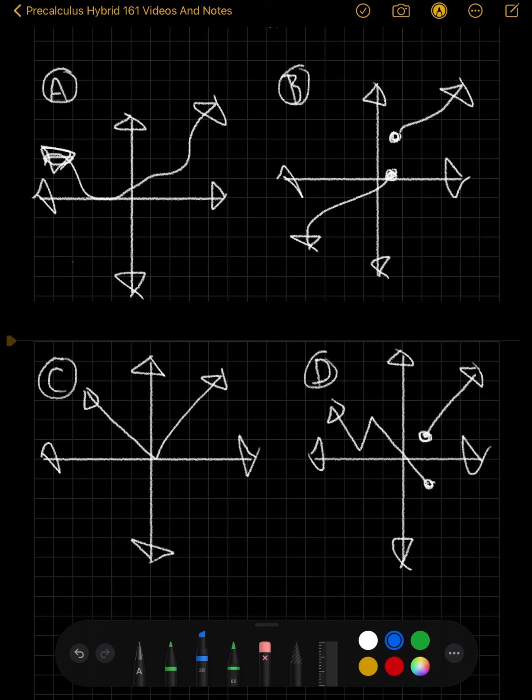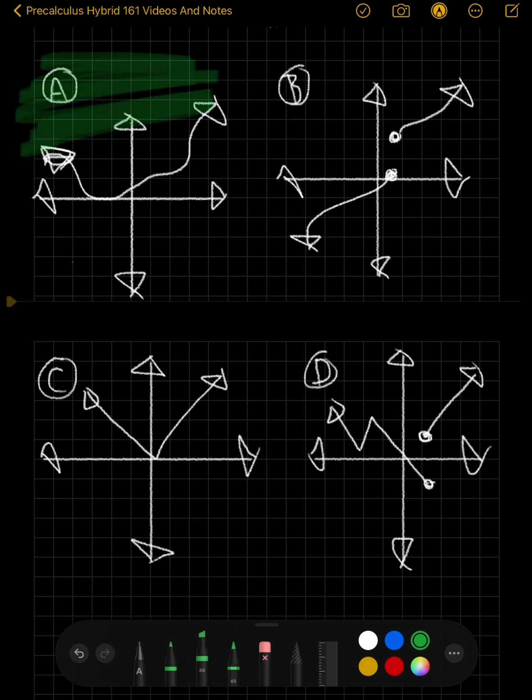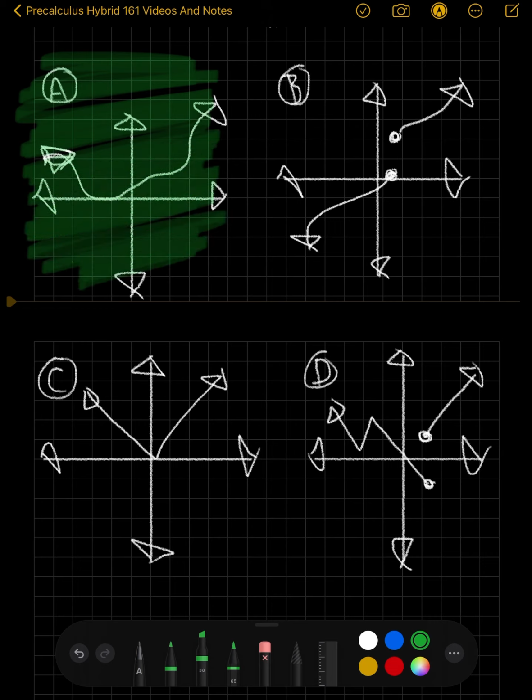I'll show you anyway. I'm going to highlight in green the one and only polynomial graph that we have here. This is a polynomial. It is both smooth and continuous. There are no jagged, sharp edges, and there are no jumps or gaps. The rest of these, I'm going to highlight just the letter, because we're going to talk about them. They're not polynomials. None of these are polynomials, all for different reasons.